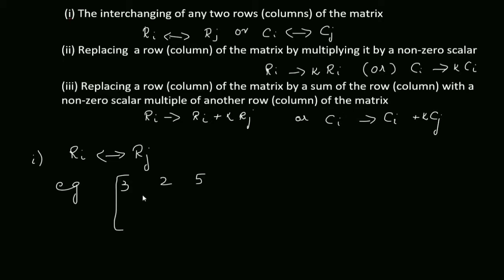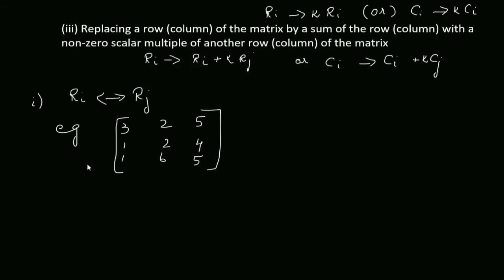So let us take a matrix. I am taking the matrix, the first row I have taken as 3, 2, 5, second row 1, 2, 4 and third row 1, 6, 5. So let us interchange. Any two rows we can take. I have taken the second row and third row. So I am going to interchange the second row and the third row.